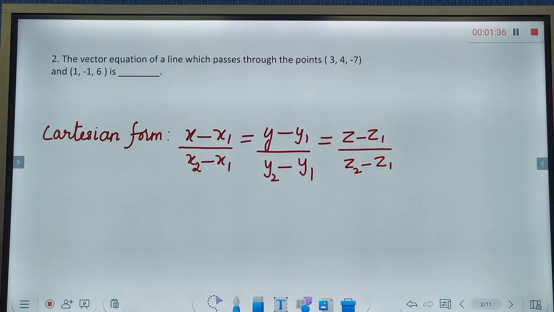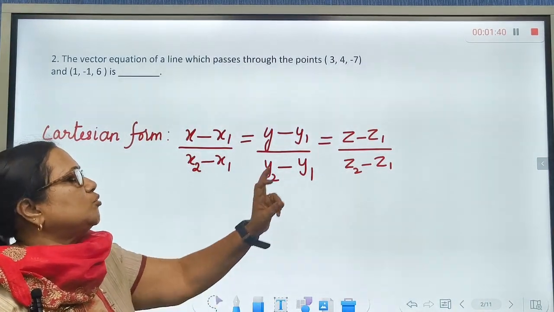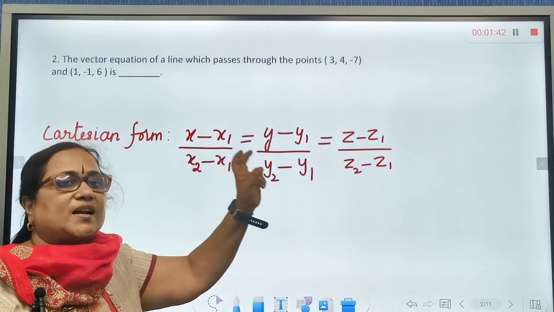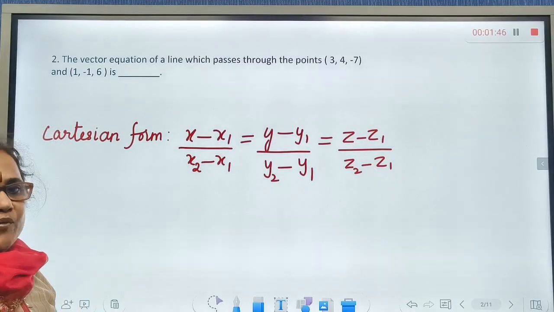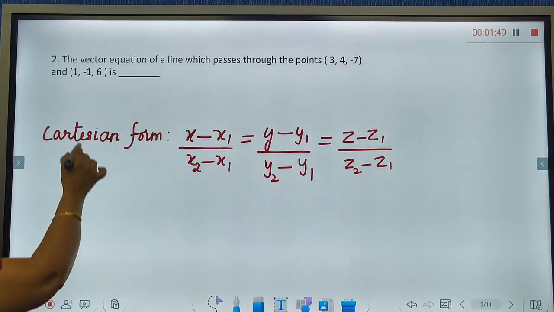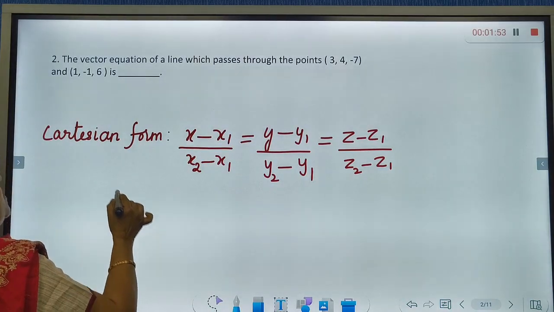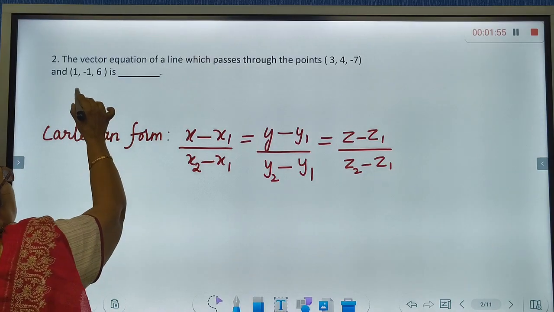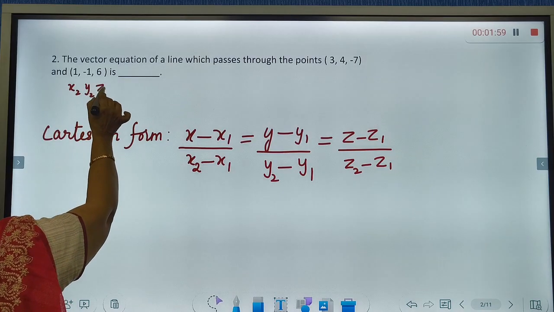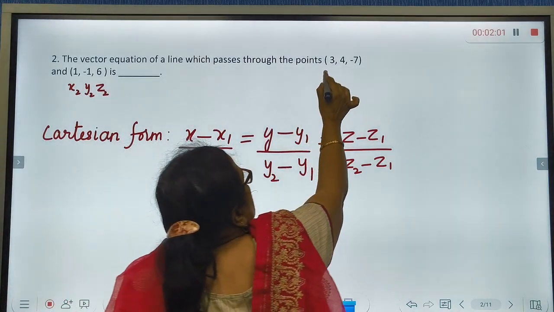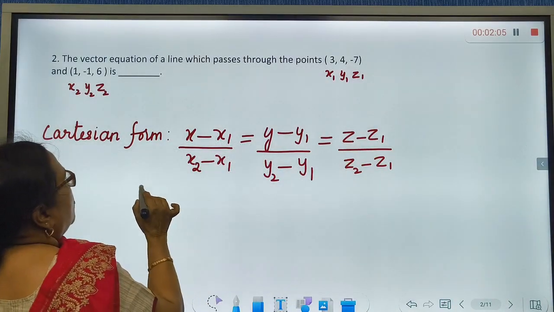Now x1, y1, z1 is a fixed point that the line passes through, and x2, y2, z2 also is another known point that the line passes through. X, y, z represents the variable point. Now substituting for x1, y1, z1 as 3, 4, minus 7 and x2, y2, z2 as this. So this is x2, y2, z2. This is x1, y1, z1. So what will you get?